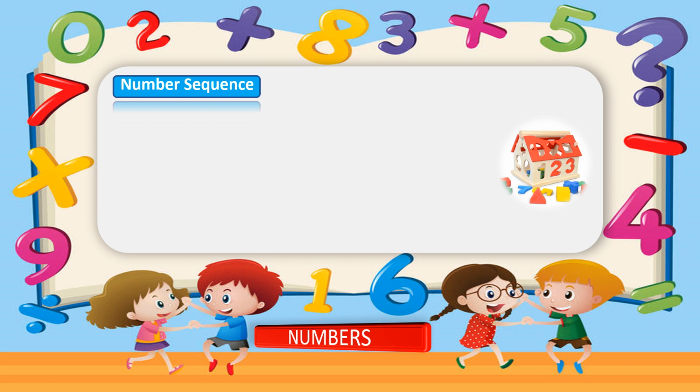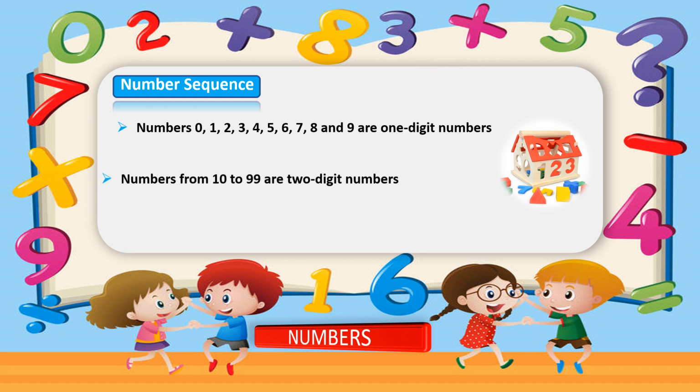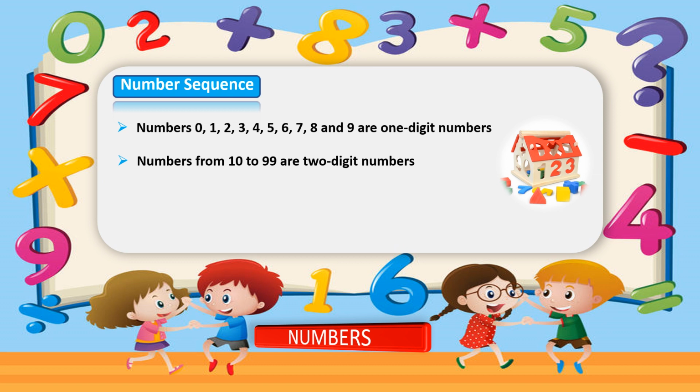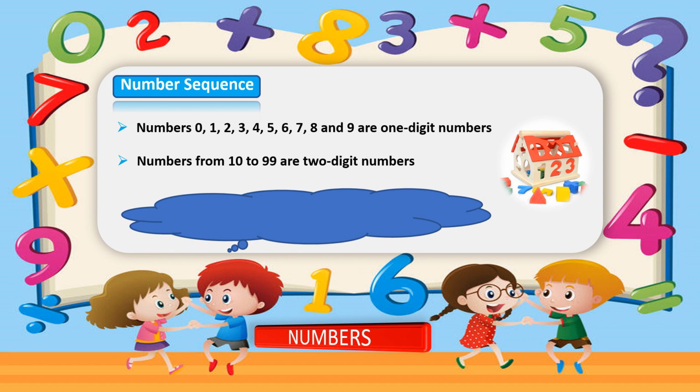Number sequence. Numbers from 0 to 9 are called one-digit numbers. Numbers from 10 to 99 are called two-digit numbers. 99 is the biggest two-digit number. 10 is the smallest two-digit number.